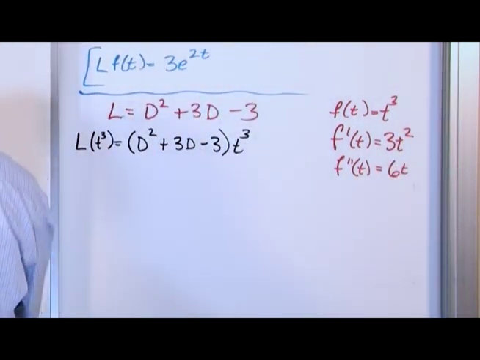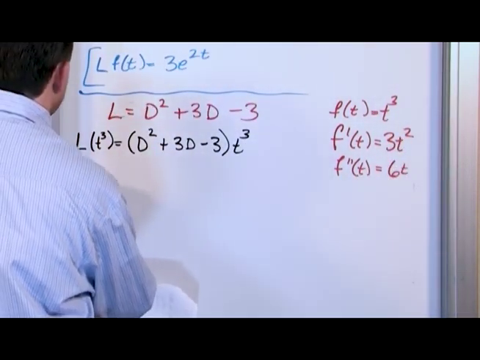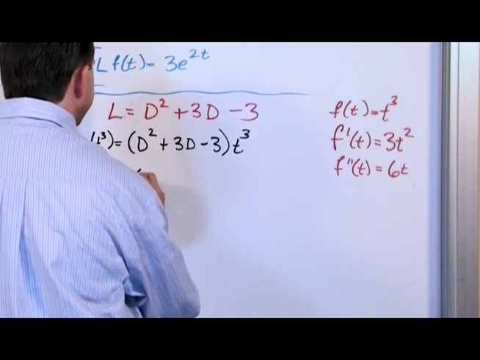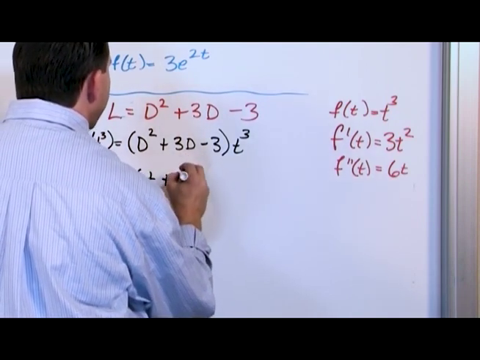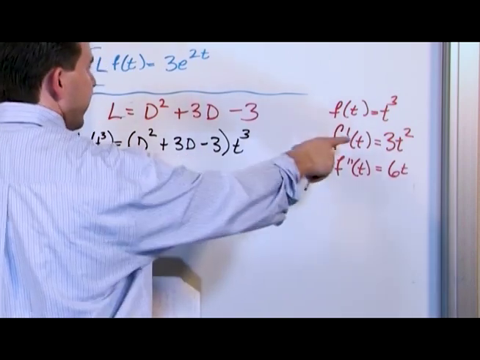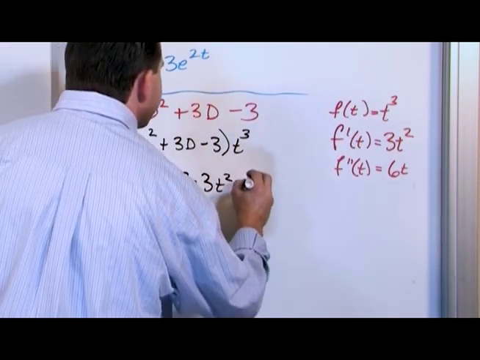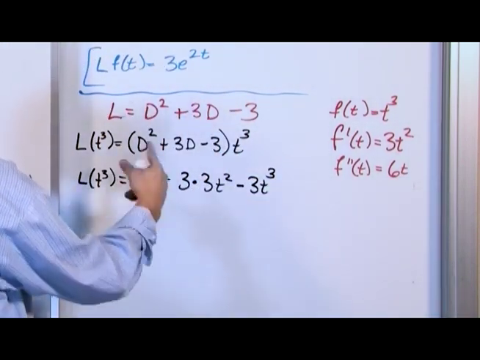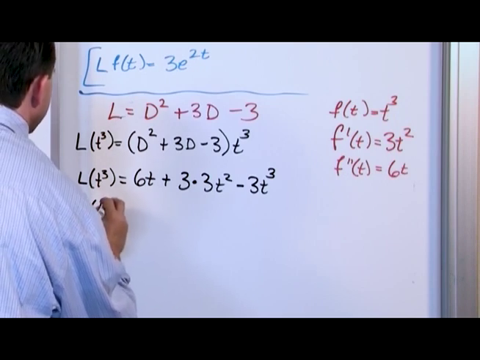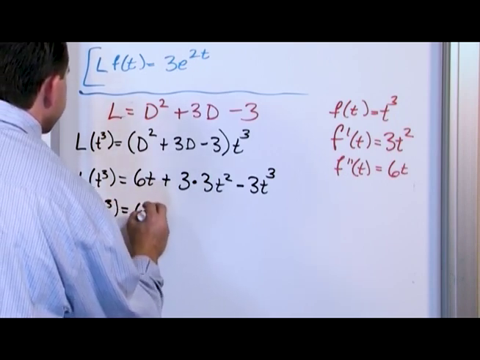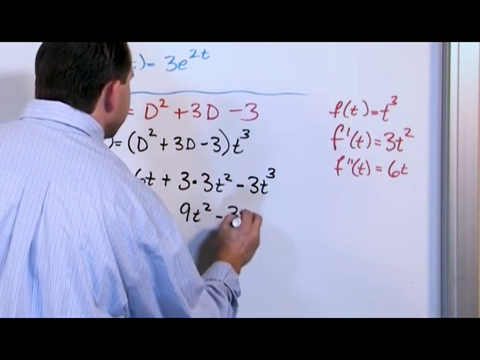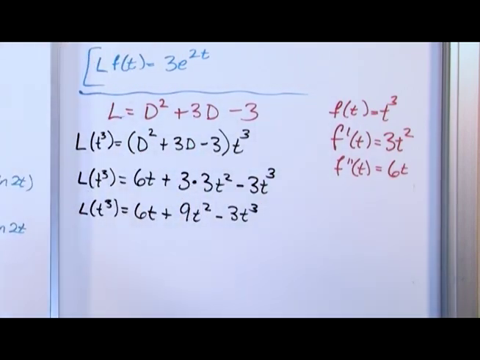So now we'll just slap it in there. And so when we operate on this, taking the second derivative, we'll get 6t. But when we get to this, we have to take 3 multiplied by the first derivative, which is 3t squared, minus 3t cubed. Okay, so we've got everything operated on. Now we just have to simplify a little bit. So we'll have 6t plus 3 times 3 is 9t squared minus 3t cubed. So we have 6t plus 9t squared minus 3t cubed, and that's the final answer.